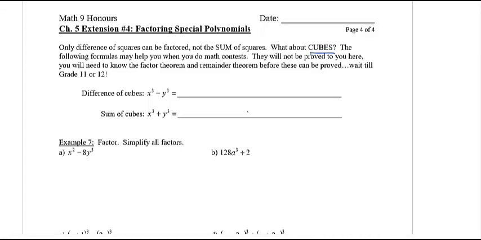If you want to actually know how to do it, you're going to have to learn something called the factor theorem and the remainder theorem. That's usually taught in either your grade 11 or 12 course. So I'm not going to show it to you, I'm just going to tell you.